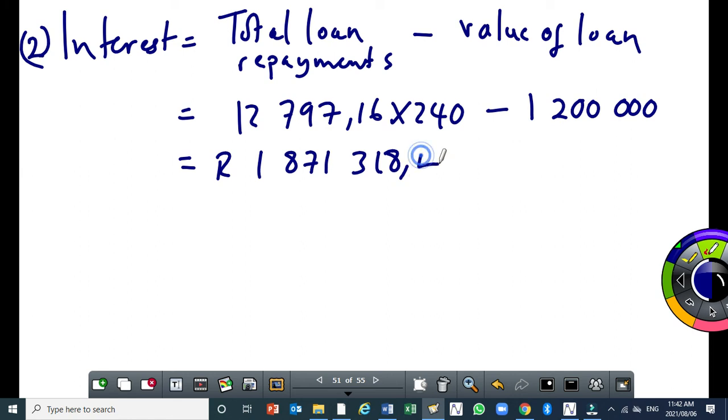Yes. This is financial math. You can't put comma 4, please. All your answers in financial math must be rounded off to 2 decimal places. Okay? 2 decimal places. Right. So this is what you're supposed to do.